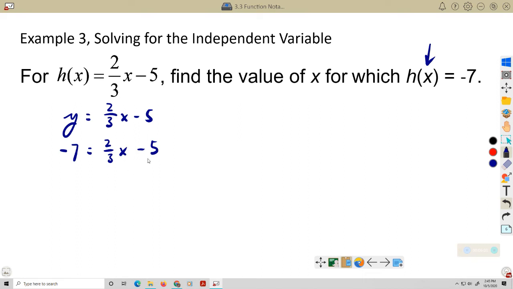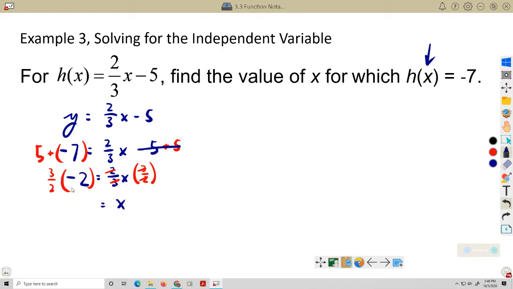So I'm going to add 5 to both sides. That's 0. This is negative 2 equals 2/3 x. And then to turn that into a 1, I'm going to multiply both sides by the reciprocal, which is 3/2, because 2 divided by 2 and 3 divided by 3.